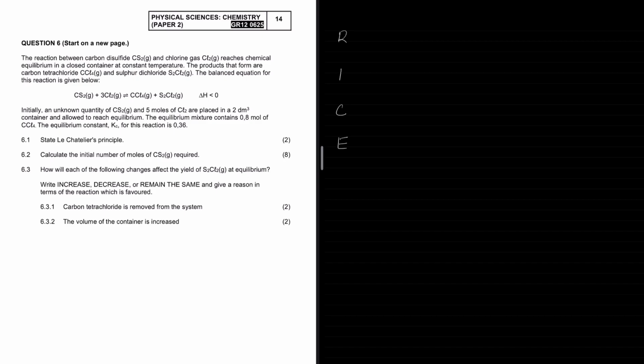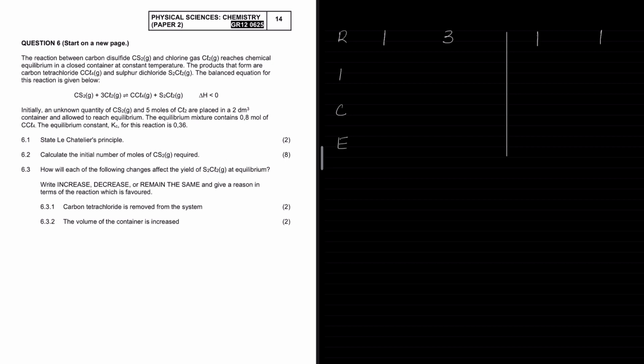So CS2, in front of CS2 there is a 1. In front of Cl2 there is a 3. Now I like to draw a line that separates the reactants and products. Then CCl4, there's a 1. And S2Cl2, in front, there is a 1. So these are the ratio of the compounds.